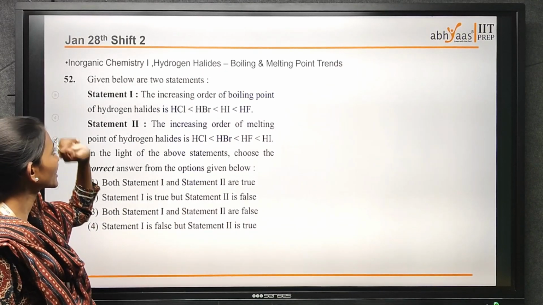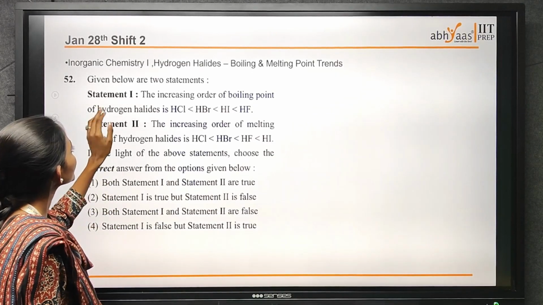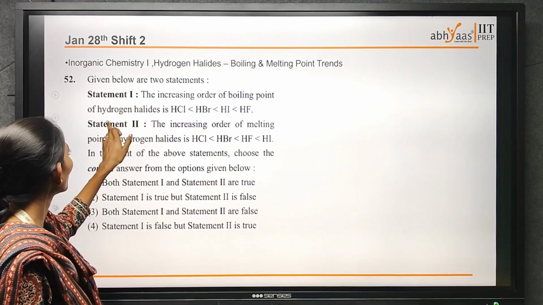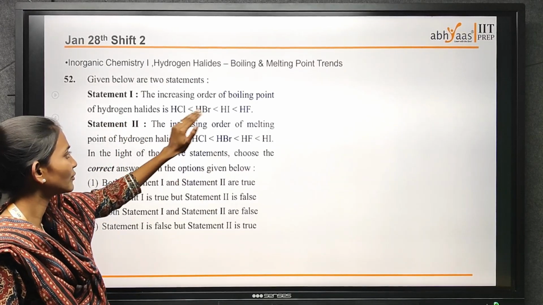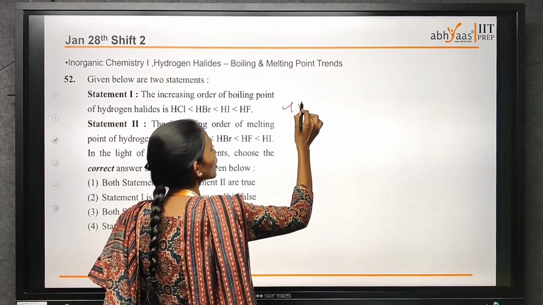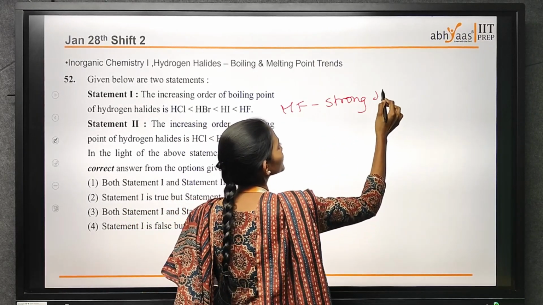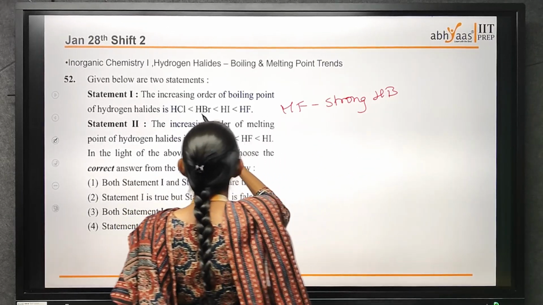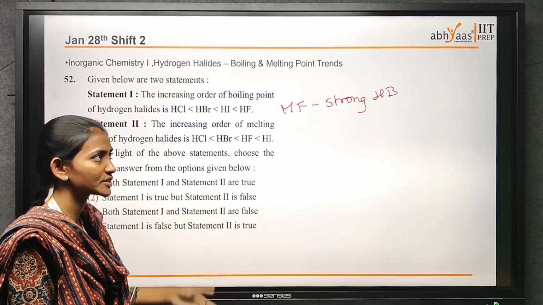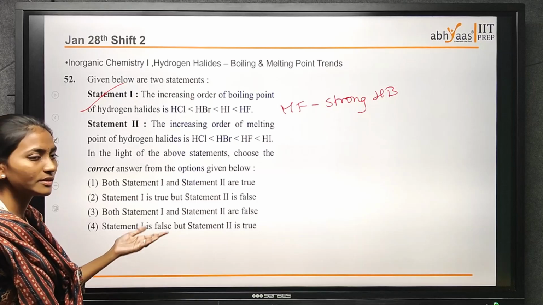This is a question from inorganic chemistry. They are asking the trends of boiling and melting points. If you see the statement, the increasing order of boiling point of hydrogen halides is HCl, HBr, HI, HF. We know that HF has strong hydrogen bonding, right? Strong hydrogen bonding. Coming to HCl, HBr, HI, we are having van der Waals forces. So hence the increasing order is like this only, right? Which is, statement 1 is true.